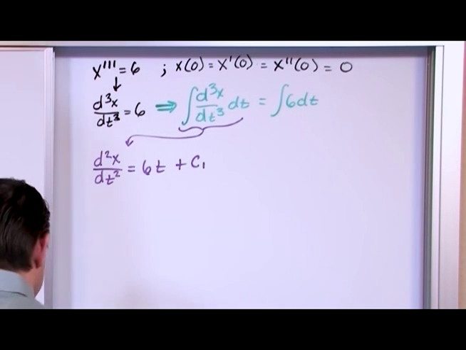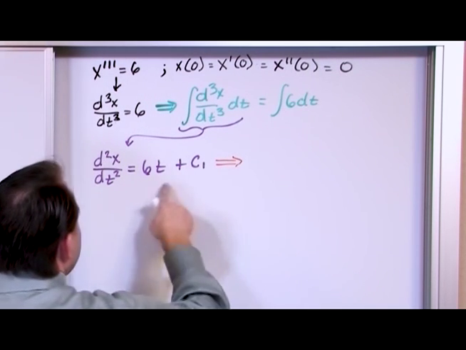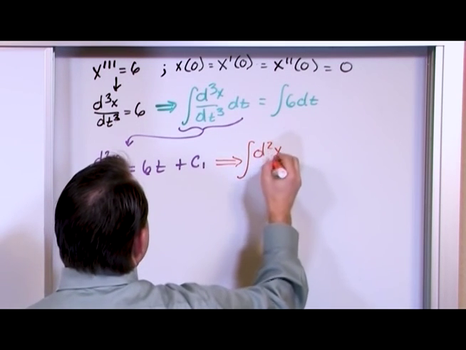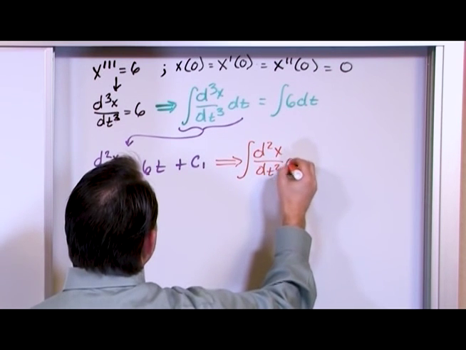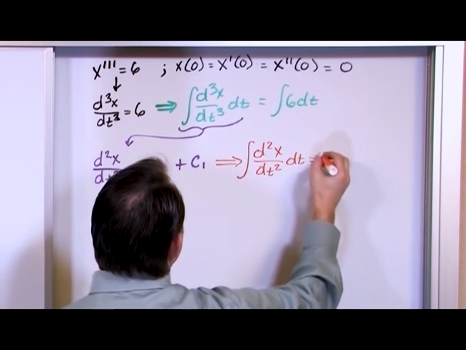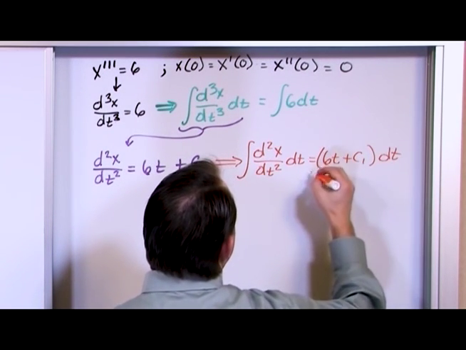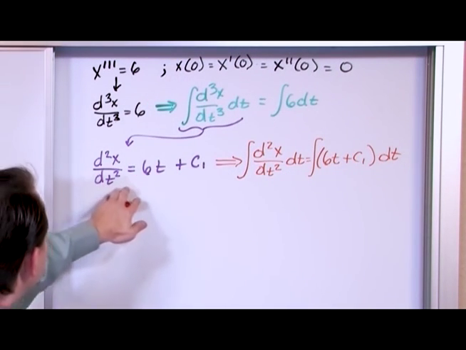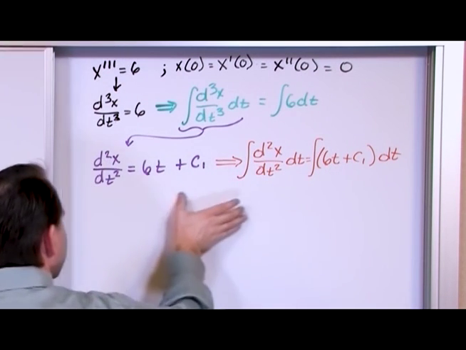Now let's try to save some board space. Let me go in this direction along the board, and let's integrate it again because we need to continue integrating. So over here we have the second derivative of x with respect to time. We're going to integrate it like this, and it's going to equal 6t plus constant 1 dt, and we're going to integrate the right-hand side as well. So we're just doing an integral. I'm just writing it over. I don't like to write something down and then put integrals on top because then you lose the flow of it.